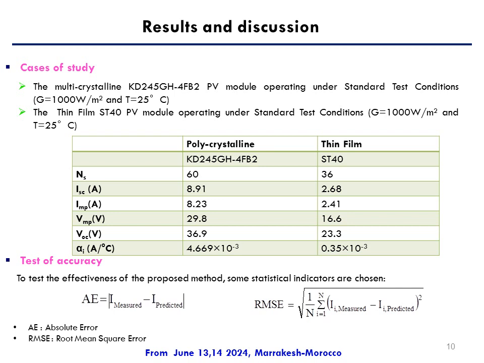Now we move directly to the results and discussion section. To validate the accuracy of the proposed method, we apply it to predict the electrical characteristics of polycrystalline and thin film PV modules, for which the characteristic parameter values are given here in this table. For the test of accuracy, we have selected the absolute error, the root mean squared error, and also the normalized root mean squared error as statistical indicators.